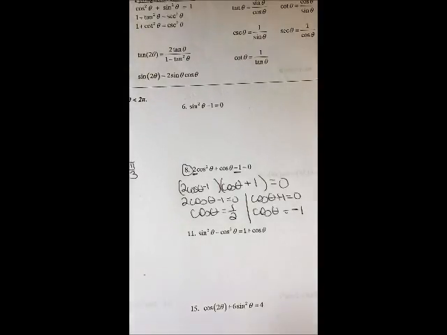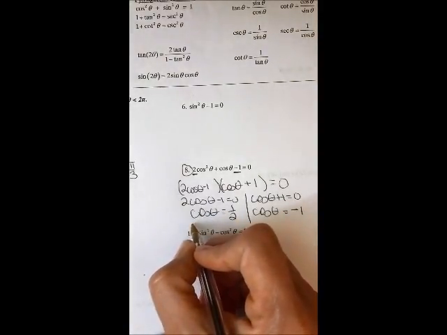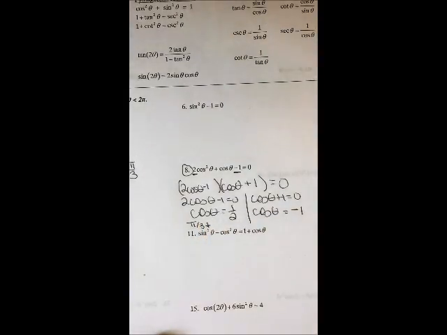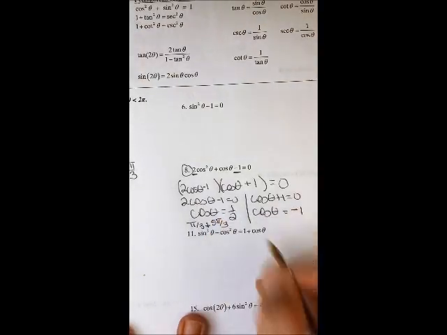So you're looking for where on the circle does cosine equal a positive 1/2. That's going to be in quadrant 1 at pi over 3, and in quadrant 4 at 5 pi over 3.